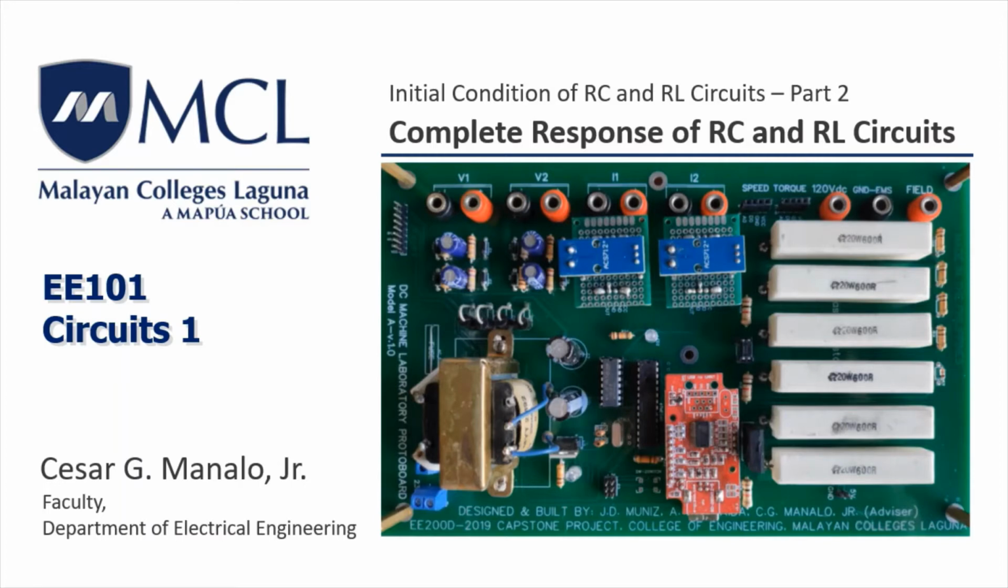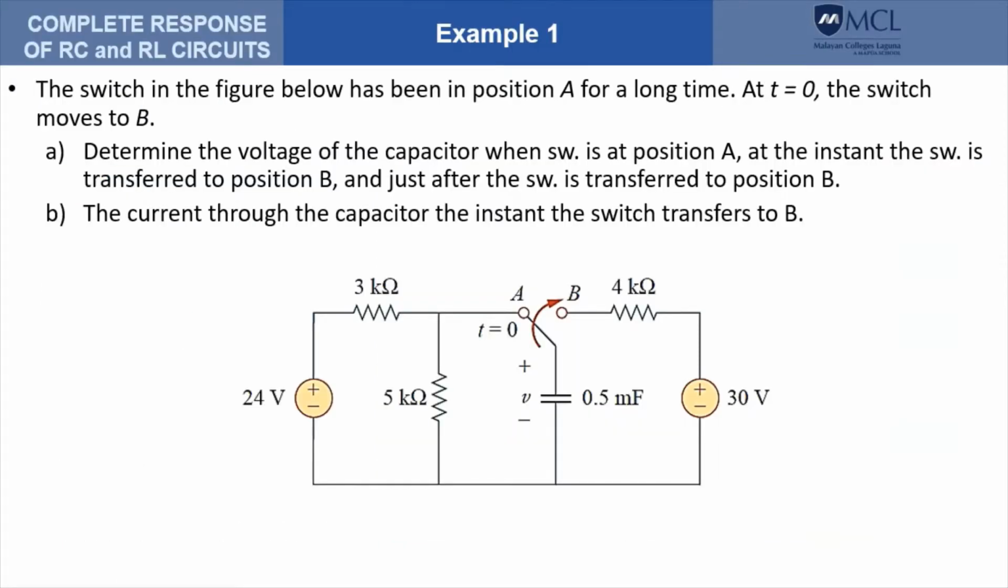In this video, we show some examples of how to compute the initial conditions of RC and RL circuits. In this example, we have a network containing a capacitor and a switch that has been in position A for a long time. So that means that the circuit has attained a steady state condition before being transferred to position B.